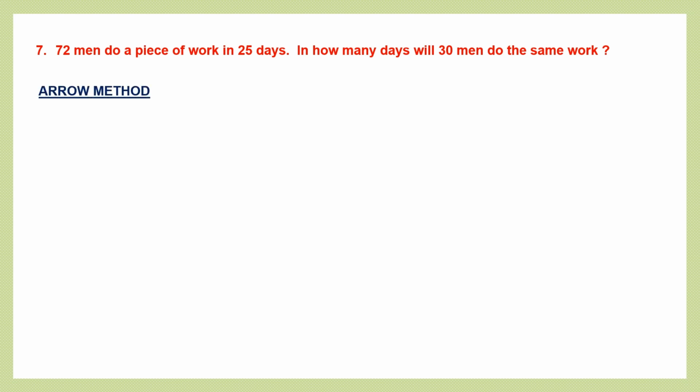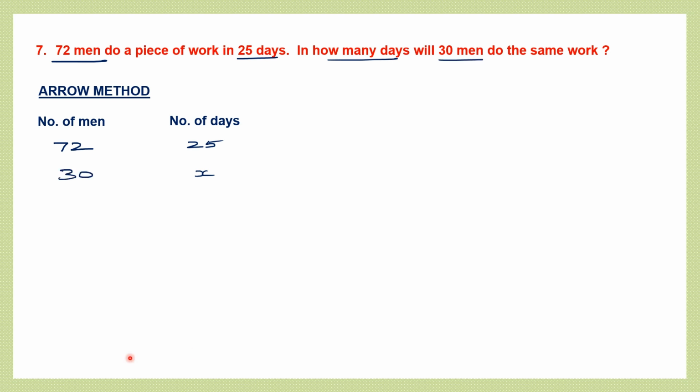So in the arrow method, we make two columns, number of men and number of days. Now let's fill in. So here we have 72 men. So let's write that 72 men finish the work in 25 days. Now here, how many days? So we don't know the number of days. We put an x. Will 30 men do the same work?